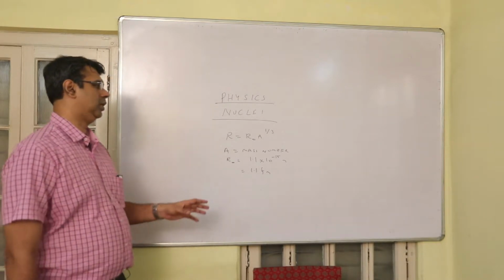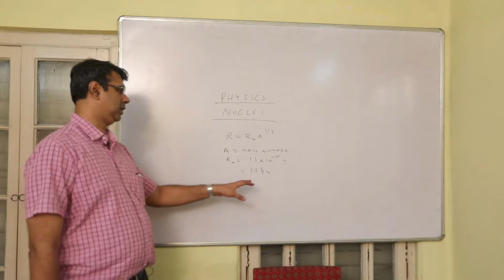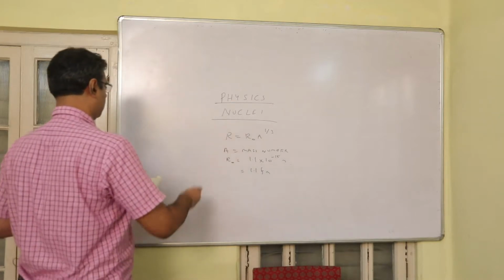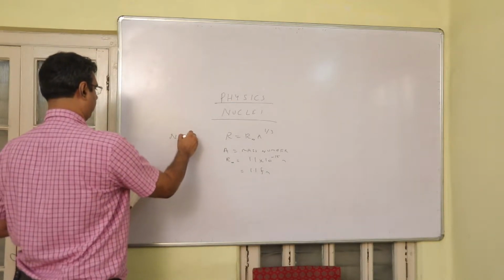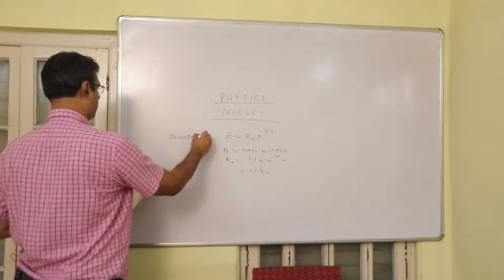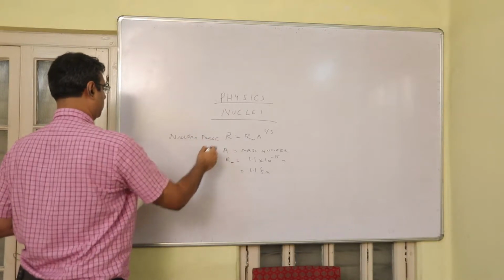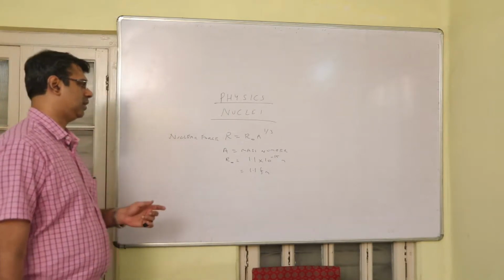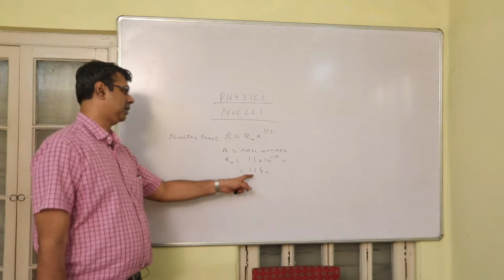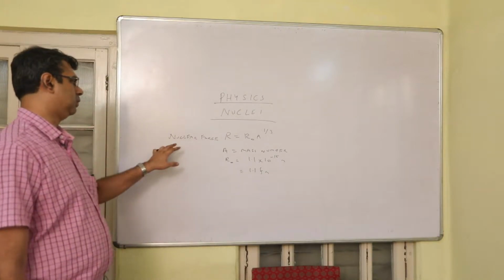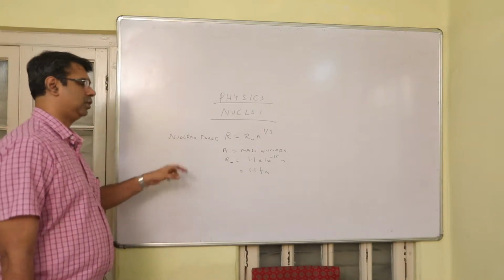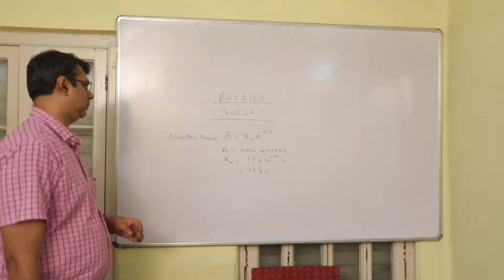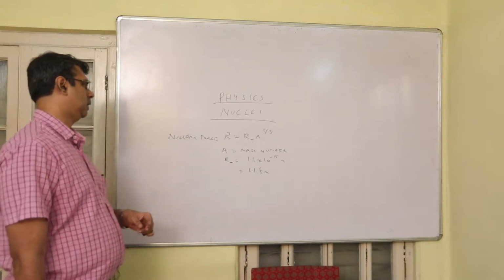Now when nucleons are at separation in the range of femtometer, a force called nuclear force comes into play. So nuclear force comes into play whenever the protons and neutrons are at a separation in the range of femtometer. Nuclear force doesn't depend on charge. You know neutrons are chargeless. So neutrons and protons are bound to each other by nuclear force.